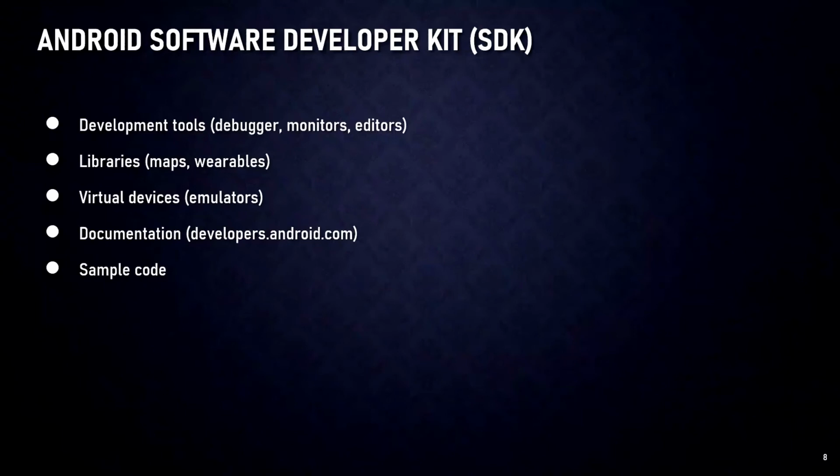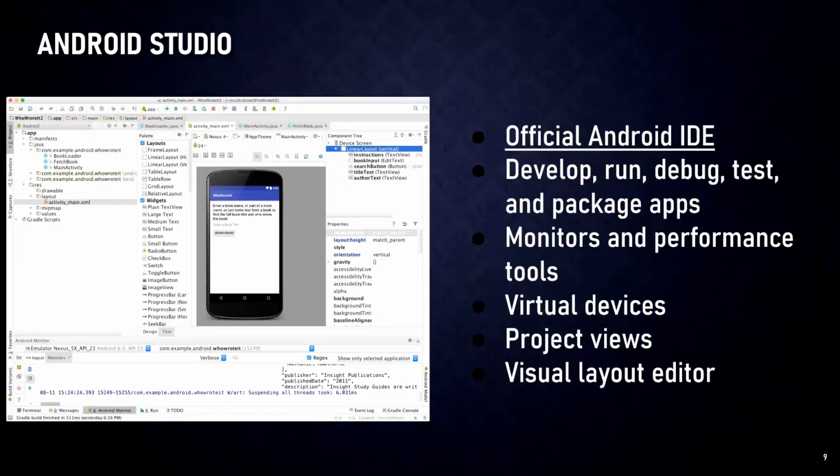This one is Android Studio. You can see here the Android Studio interface. It comes with an area to develop your app, to run, to debug, and also to test, and you can also include different packages of apps. And also you can monitor your app at runtime, and different performance tools also come with Android Studio. Here you can also get the virtual device to test your app, and view different project views like hierarchy. A visual layout editor is also available, so you may not need to run your app to see what the layout looks like.